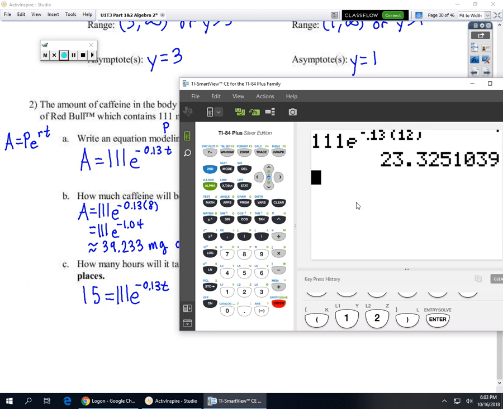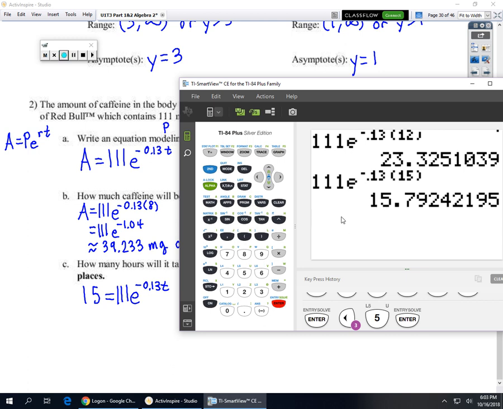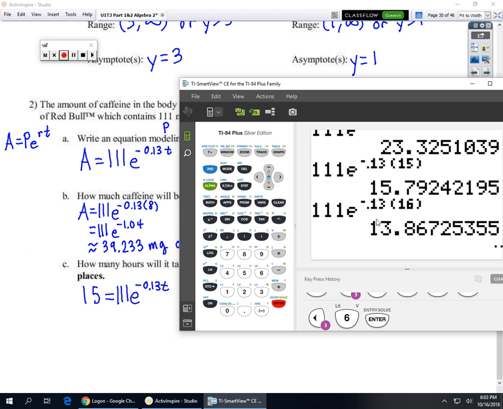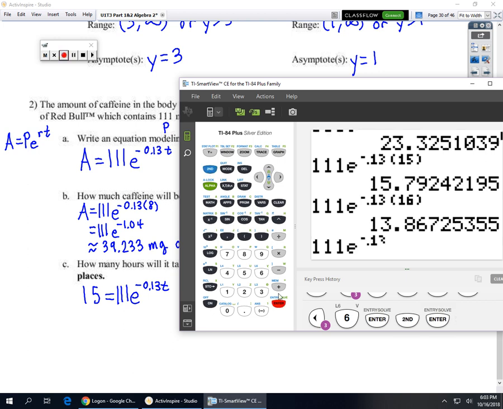Is that going to be less than 15? No, that's still more than 15. So let's try this again. I want it to be less than 15. So let's change 12. Let's go a little bit bigger. What about in 15 hours? Oh, that's pretty close. What about 16? If I go to 16, well, definitely after 15 hours. If we want to estimate it to 2 decimal places, we know it's going to be 15 point something. So it's always safe to go 15.5. So change that to 15.5.